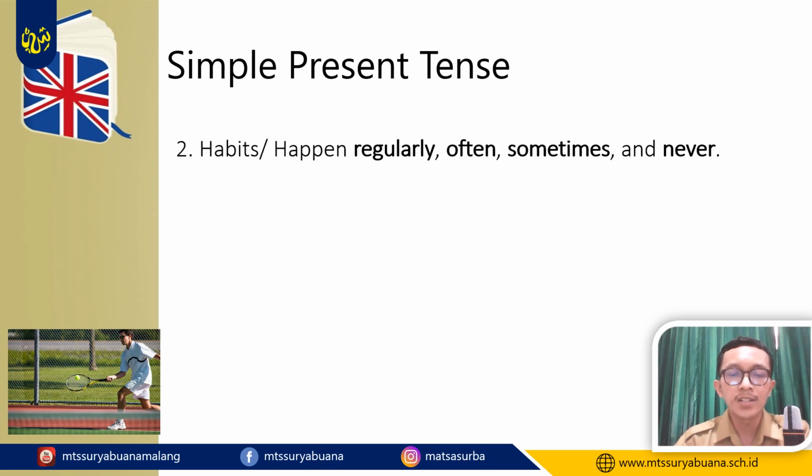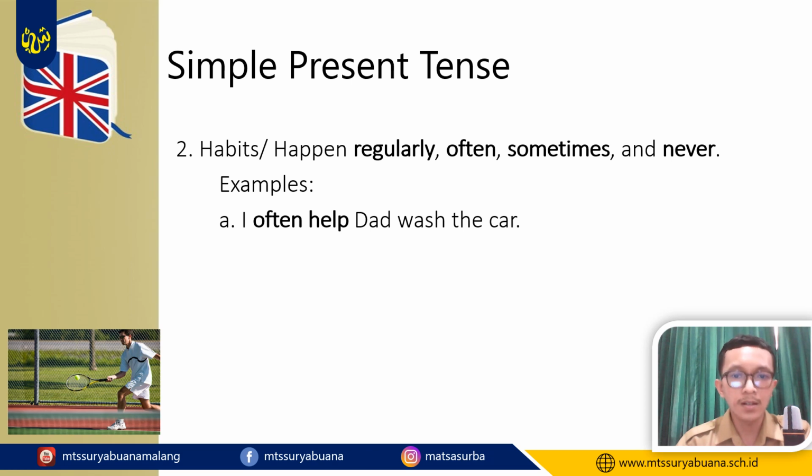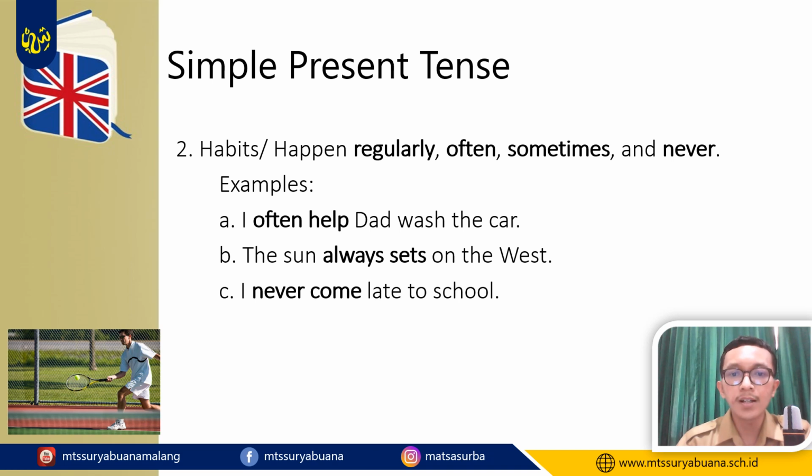Well, the next one, we talk about habits or things that happen regularly, often, sometimes, and never. Okay, examples of the sentence: I often help Dad wash the car. The sun always sets in the west. I never come late to school. She sometimes watches TV after dinner.